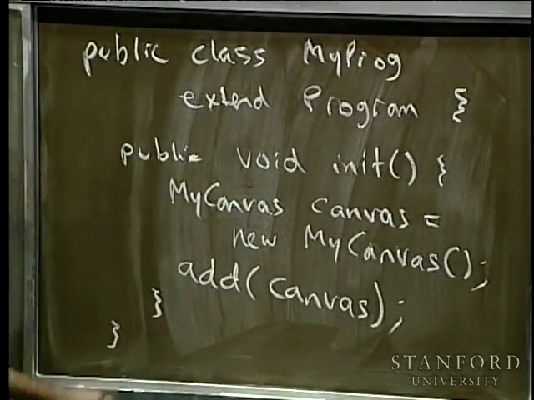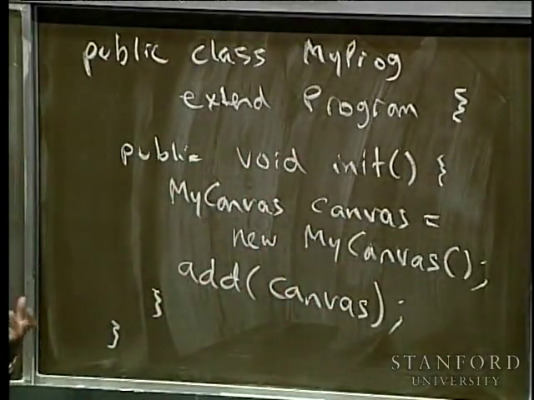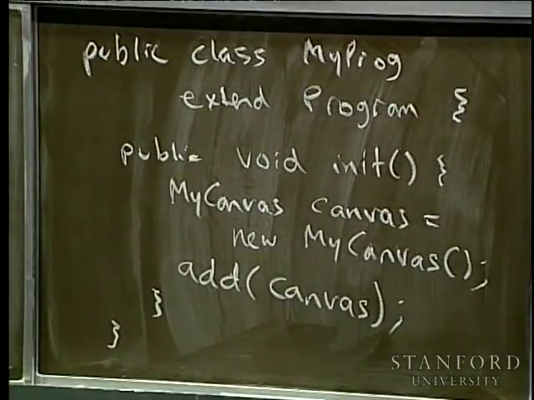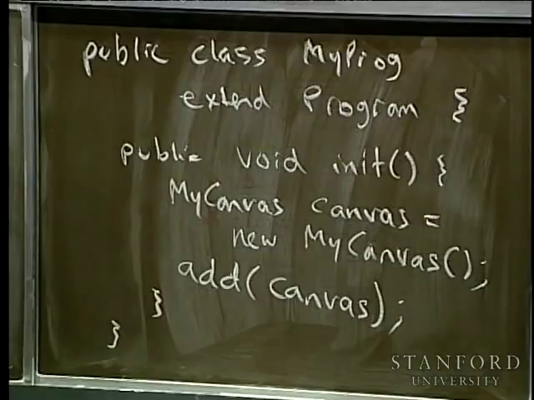And that's it. So what I've done in this program is said, hey, I'm going to have a program. I'm going to create a canvas where all the action is going to happen in that canvas. And I'm going to add that canvas to the display. And then I'm going to let the canvas do all the work. Okay? So any questions about this, just creating the canvas?